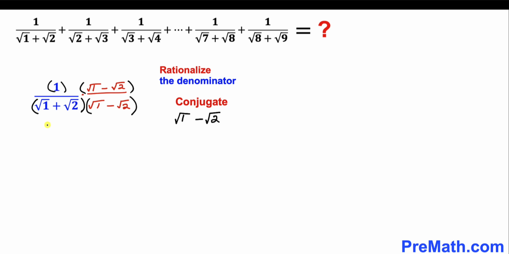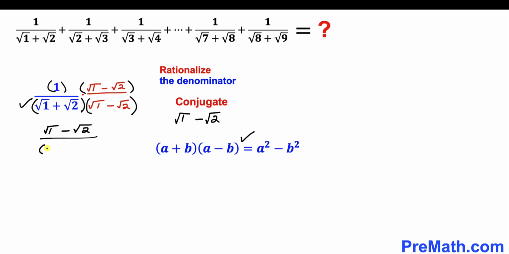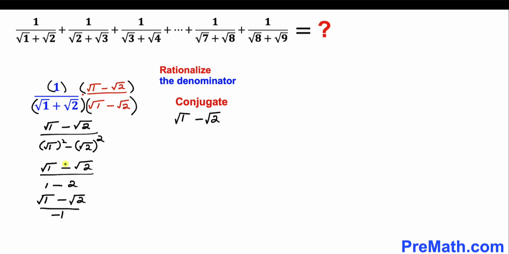So when we multiply numerators, we're gonna get 1 times square root of 1, which is 1, minus square root of 2, divided by, we are going to use this identity, a plus b times a minus b, at the denominator. So the denominator is going to become square root of 1 whole square minus square root of 2 whole square. And in this next step, this is going to become simply 1 minus 2, and we ended up with a negative 1 at the denominator.